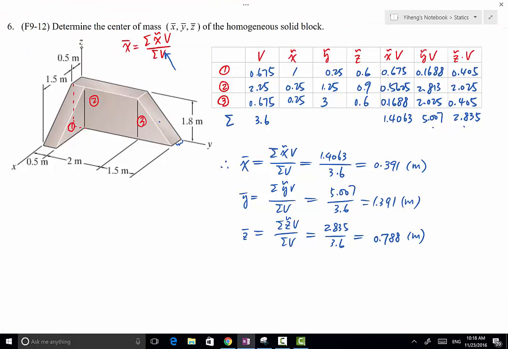So that will be the final answer. So these are the coordinates, x bar, y bar, z bar, of the centroid of volume for this homogeneous solid block. And because it's homogeneous, the centroid of a volume is the same as the center of mass because the density is the same everywhere.